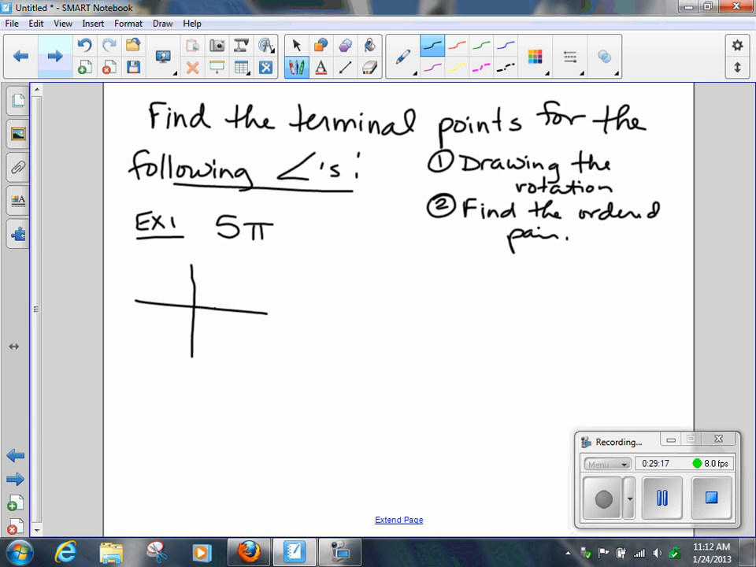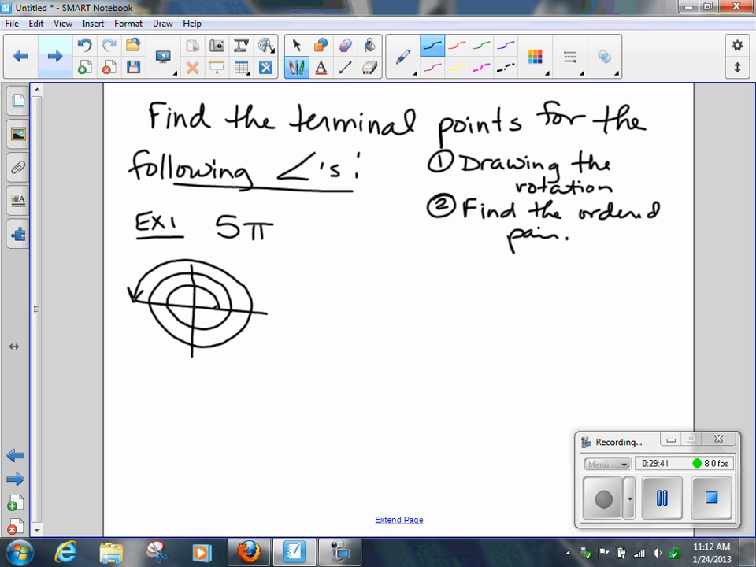All right, now let's think. This is whole numbers, 5 pi. Watch. Is that going to be a positive or a negative rotation? Positive. Check this out. That's 1 pi, right? 2 pi, 3 pi, 4 pi, 5 pi. Do you guys agree with that? Do you see what I did?